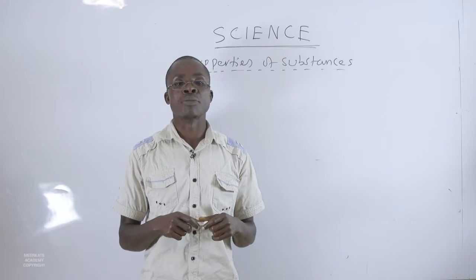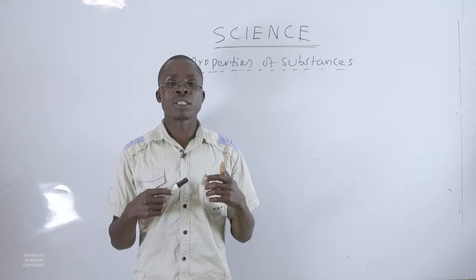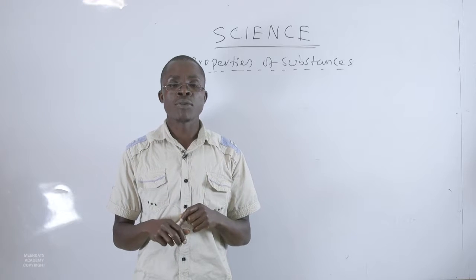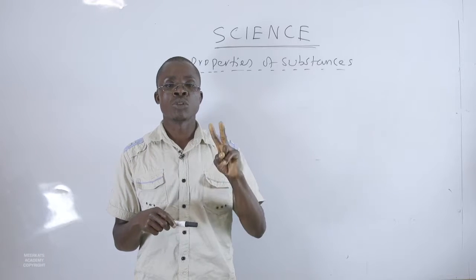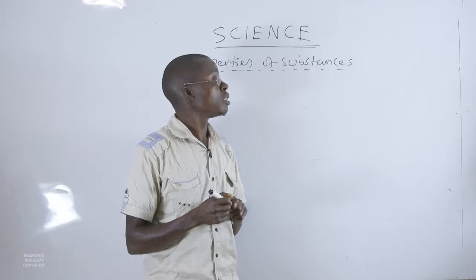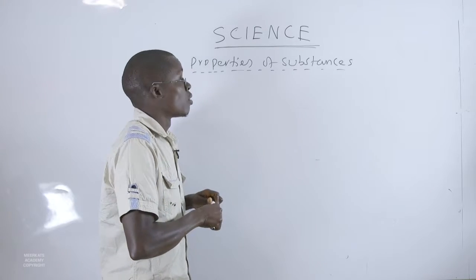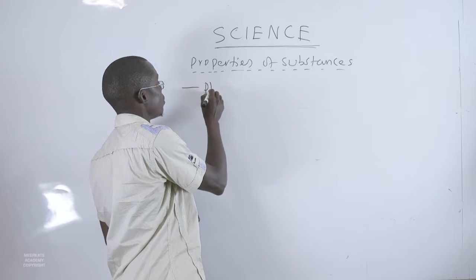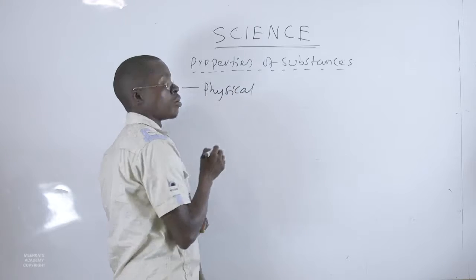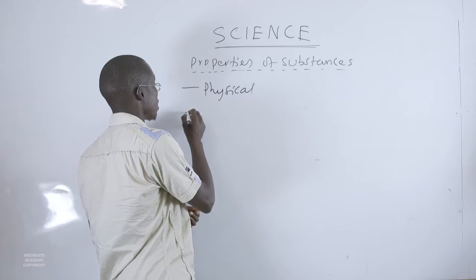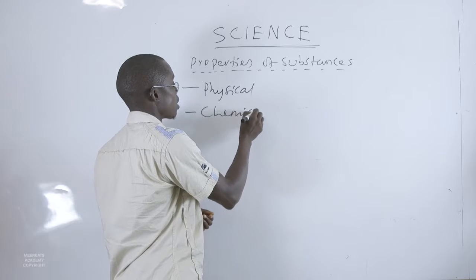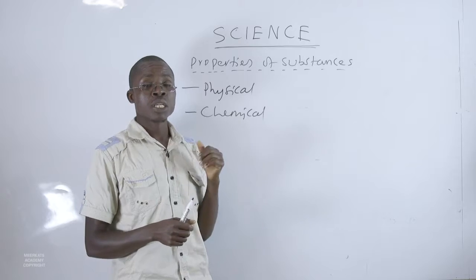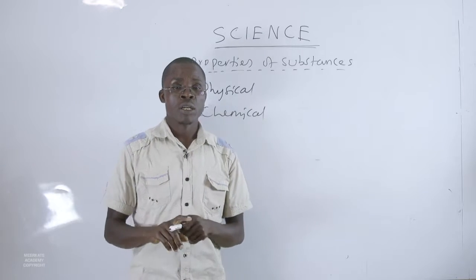Those questions can be comfortably answered by looking at what we want to look at today, and that is the properties of substances. But to understand this issue of properties in a better way, we have to categorize the properties into two. We have two categories of properties: number one being physical properties of substances, and the second being chemical properties of substances. Physical properties and chemical properties.